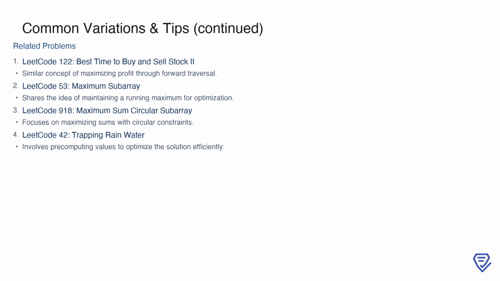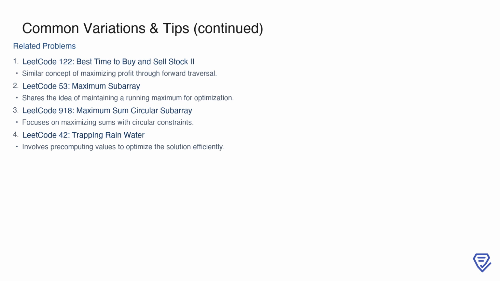This problem also connects to several related problems, which can help you identify patterns and refine your approach. For example, LeetCode 122, Best Time to Buy and Sell Stock II, shares a similar concept of maximizing profit through forward traversal. Another related problem is LeetCode 53, Maximum Subarray, which involves maintaining a running maximum to optimize the solution.